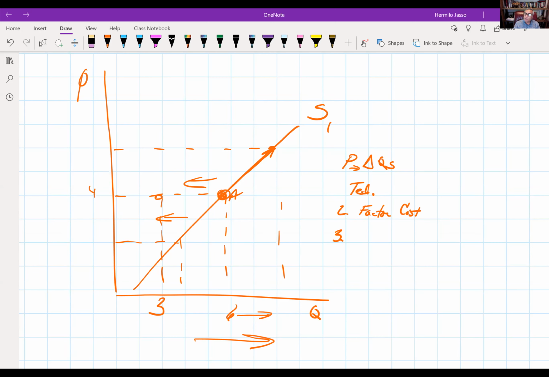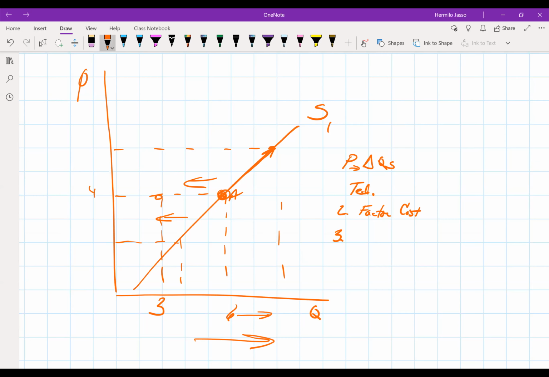If you don't expect anybody to buy your product during the Christmas season, then you don't produce more. But if you expect that the Christmas season is going to be very successful, then you increase the productivity, right? So that's expectations. Changes in the price of other products.